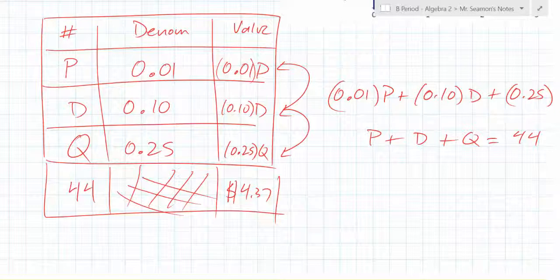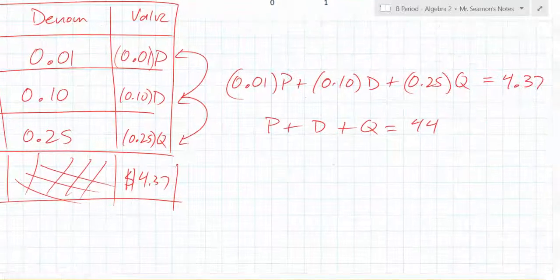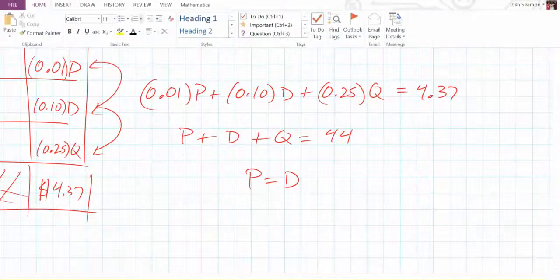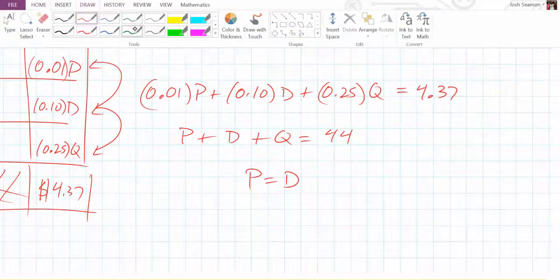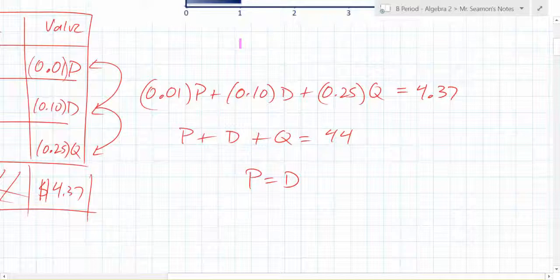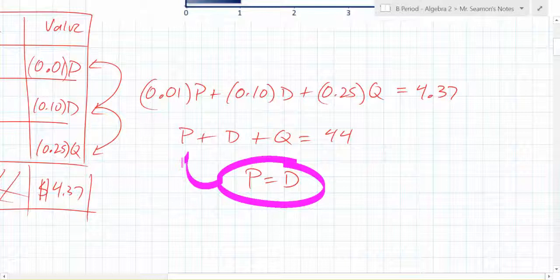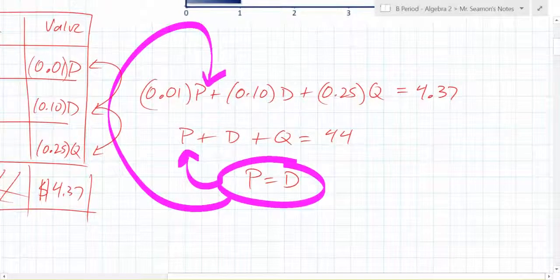What's the one thing we haven't used so far? Oh, no, that's the question. What we haven't used is that the number of pennies is equal to the number of dimes. So we know that P is equal to D. What's the most useful equation right there, do you think? They're all equally useful overall, because without any one of those 3, we can't solve it. What's the one we can use right now? Yeah, this one. What could we do with this right now? Plug it in there and plug it in there.